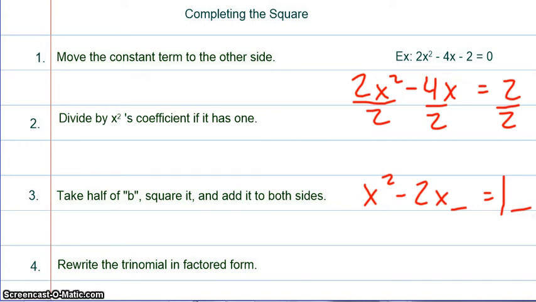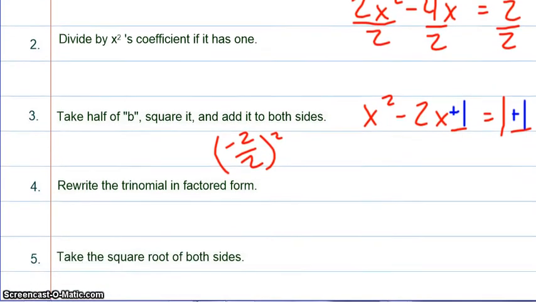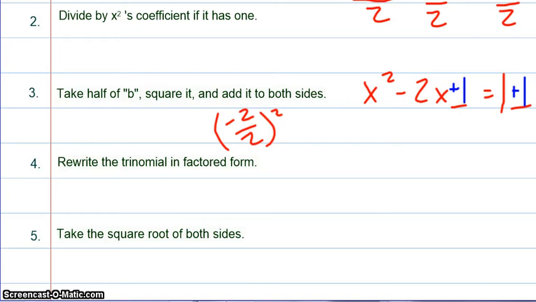Okay, step 3, take half of b, square it, and add it to both sides. So I always do this off to the side. b is negative 2, divide by 2 and square it. I get negative 1 squared, which is 1. So that's the number I'm going to add in my little space here. So I'm going to add 1 to both sides. And then we're going to actually add. So over here, I have 2.